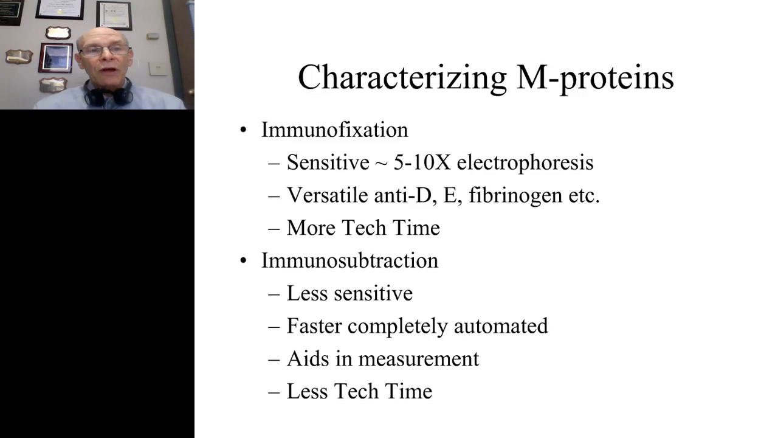Immunofixation is used on gels, while immunosubtraction is used in capillary electrophoresis. Although immunofixation is more sensitive and versatile because it does pick up the rare IgE and uncommon IgD cases, I found immunosubtraction to be useful in helping me to measure some M proteins, and I'll show you an example of that during this talk. Immunosubtraction also requires less technologist time and is less likely to be affected by a manual pipetting error.